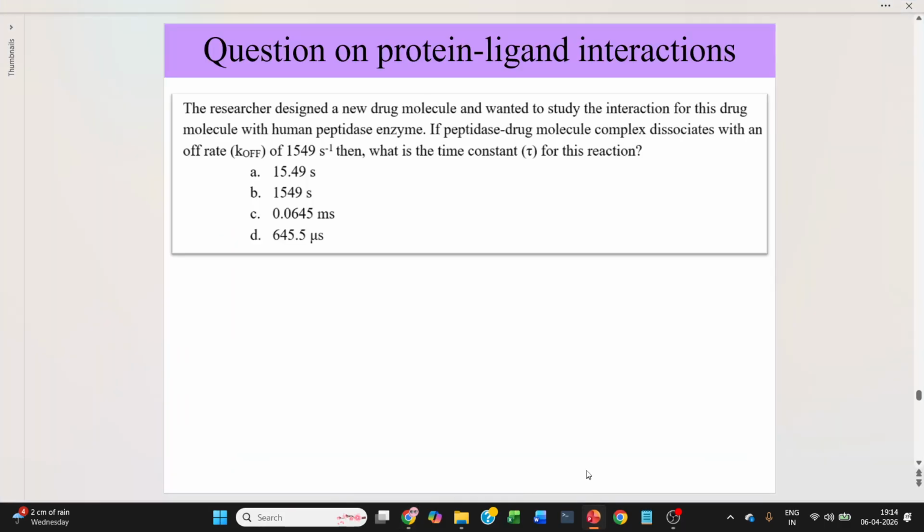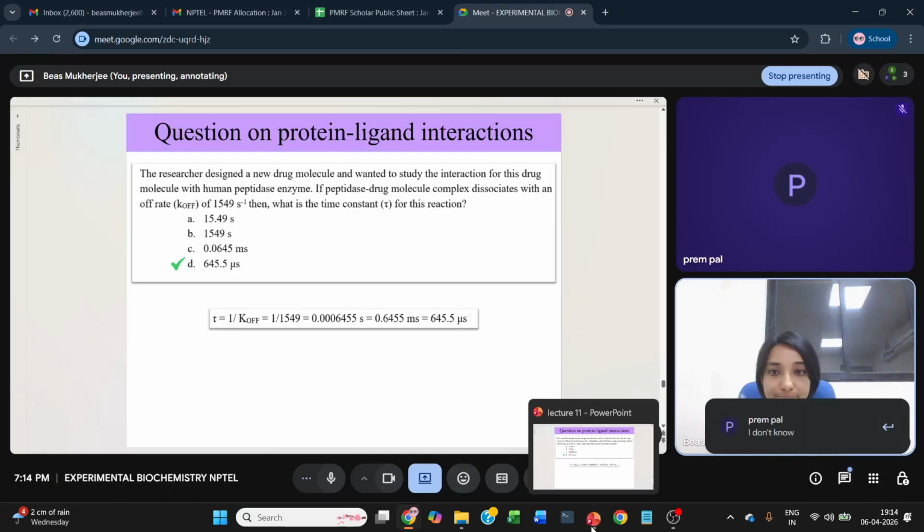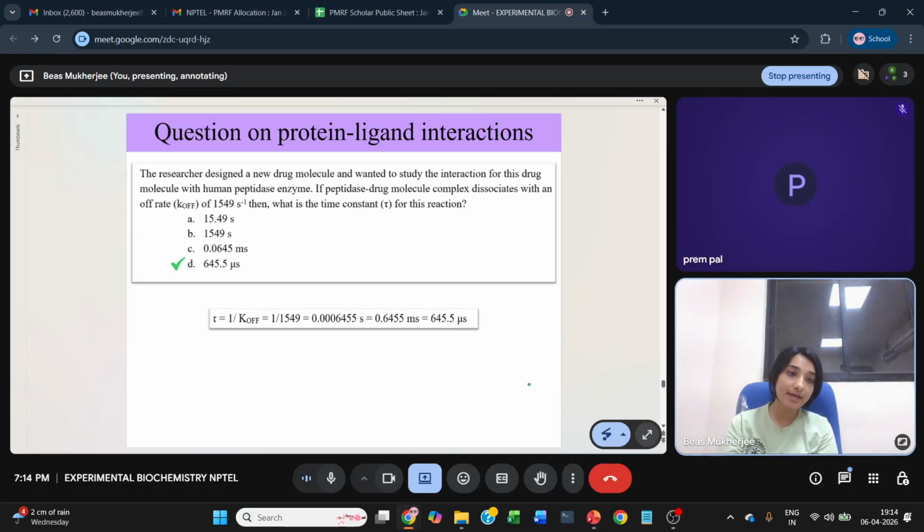Okay, let's see. Yeah, so tau is equal to 1 by K off. So that is giving you, how much time is needed? So in 1 second, this much amount is dissociating. So then what is the time constant for the reaction? Right. So then how much time will it take for all of it to decay? So that is tau is equal to 1 by K off, and that is giving you 645.5 microseconds. That much time it will take for the whole of it to decay.